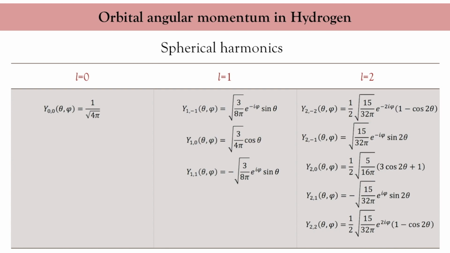To be more concrete, let us look at a few selected states. For an orbital quantum number L equals 0, the angular part is a constant, which means that it has a spherical symmetry. For an orbital quantum number L equals 1, the polar dependence appears under the form of cosine theta and sine theta. And finally, for L equals 2, this dependence appears under the form of cosine 2 theta and sine 2 theta, and so on and so forth.